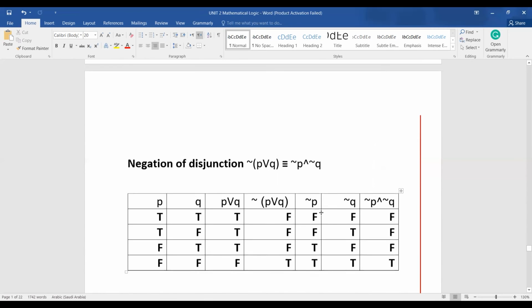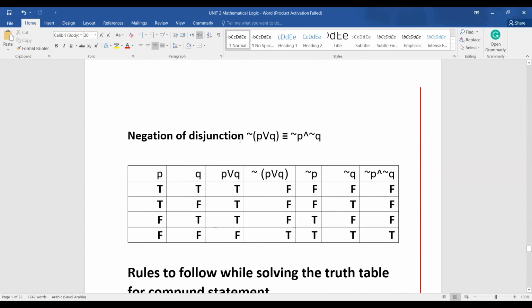Now we'll go to negation of disjunction. This is also De Morgan's law, and we see the negation of disjunction. We have negation of (P or Q) is logically equivalent to negation P and negation Q. To know if they're logically equivalent, the table for this and the table for this should be the same. So first we'll start by writing P and Q alone. P is true, Q is true. It could be true, false, false, true, false, false. Now we need to find P or Q.